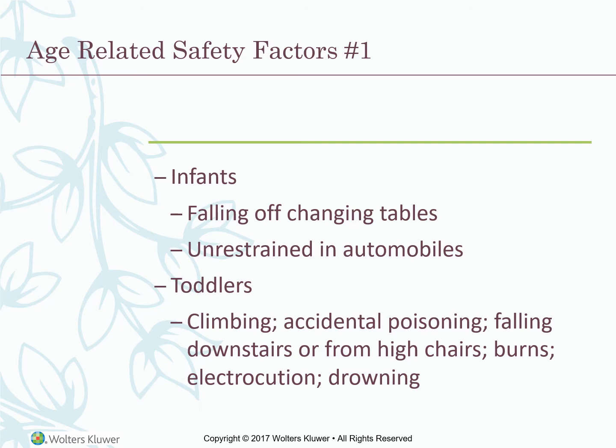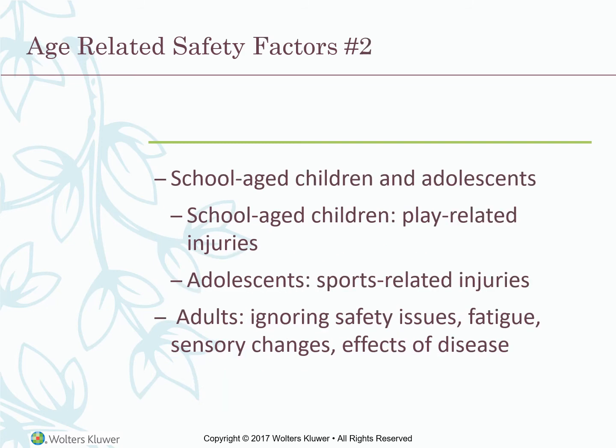Adults are at risk for injuries from ignoring safety issues, such as driving while texting or talking on a cell phone, failing to use seatbelts, fatigue, sensory changes, and effects of disease. The types of injuries that young, middle-aged, and older adults incur depend on their social, developmental, and physical differences.